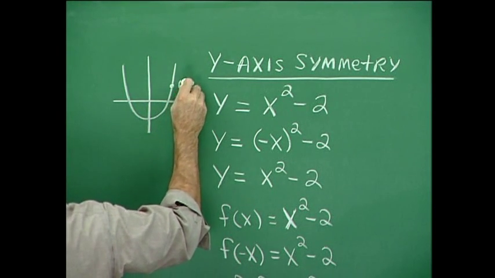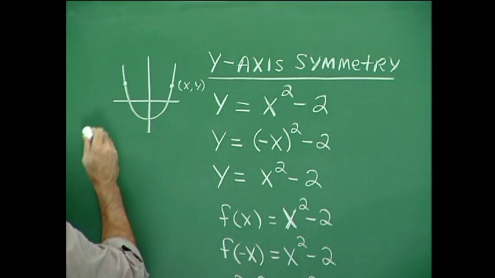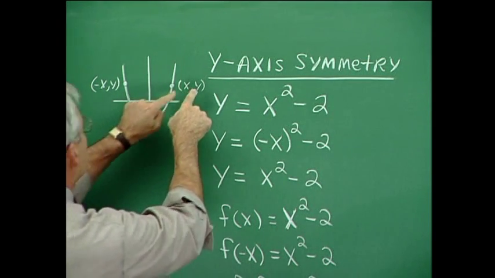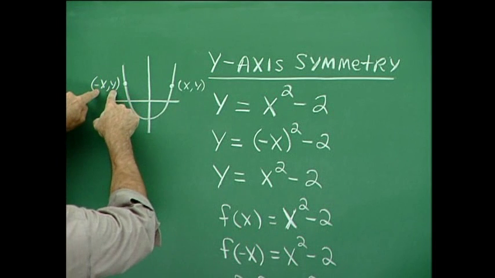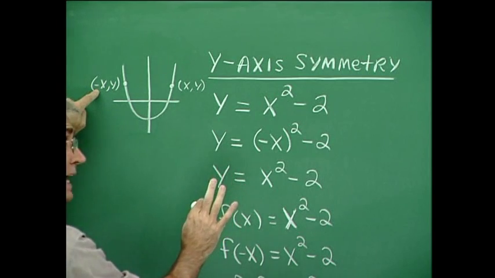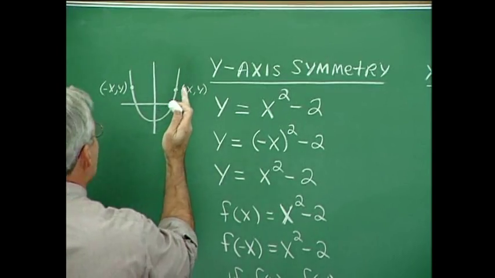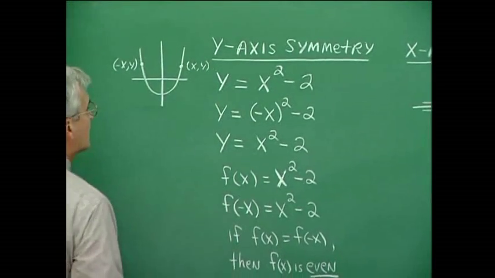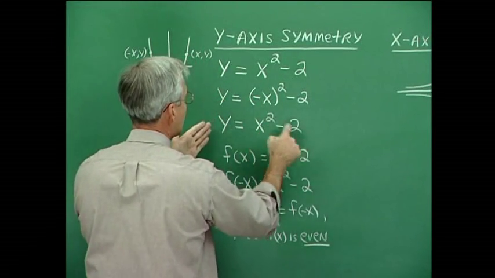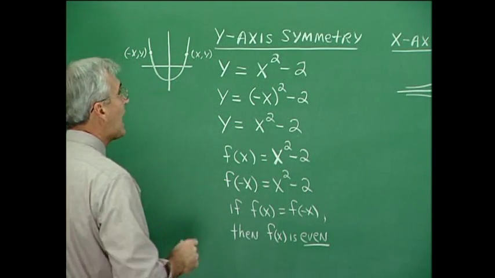If this is a point x, y that is on the graph, then notice that when we fold, it lands right onto a point which is negative x, y. So anytime a point x, y is on the graph, a point negative x, y is on the graph. And so the evaluation algebraically involves taking the equation, replacing x with negative x, and we should have an equivalent equation. All right, that's the notion. So we replace x with negative x, we evaluate, this becomes y equals x squared minus 2, oh happy day, it's the same thing we had before, so we determine that we have this y-axis symmetry.